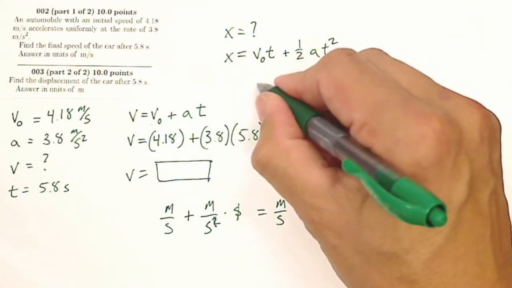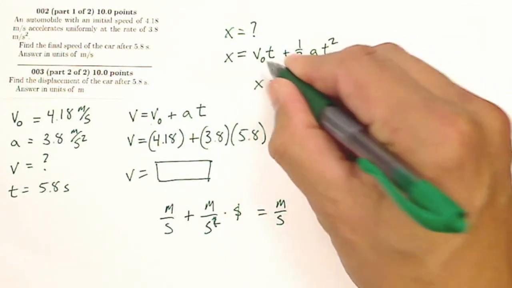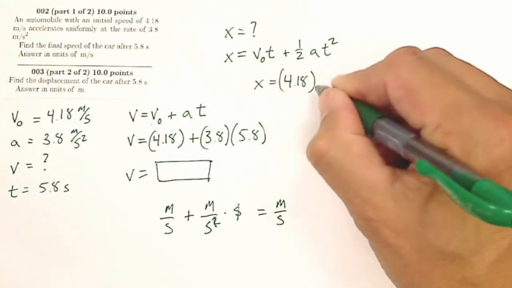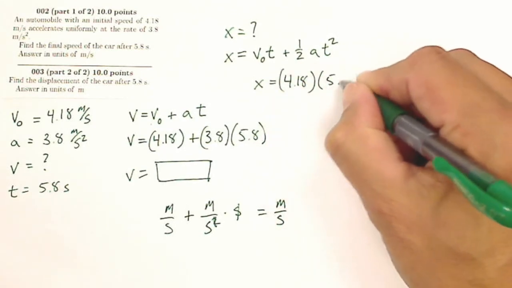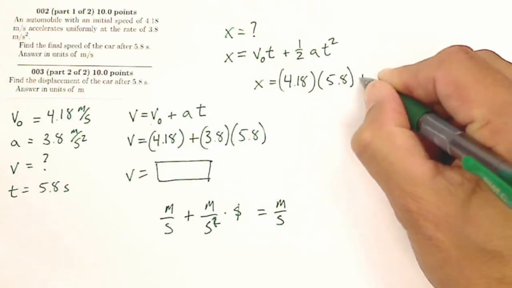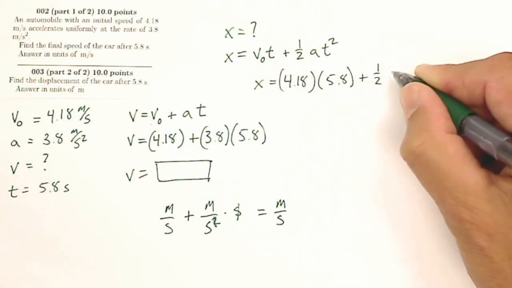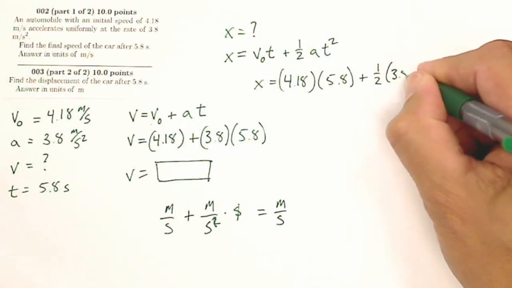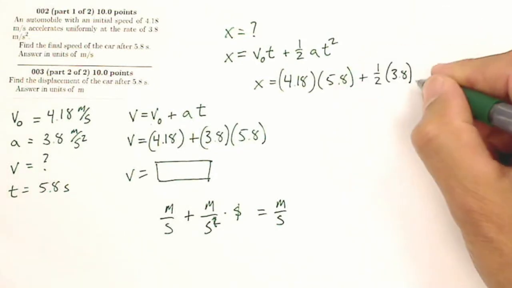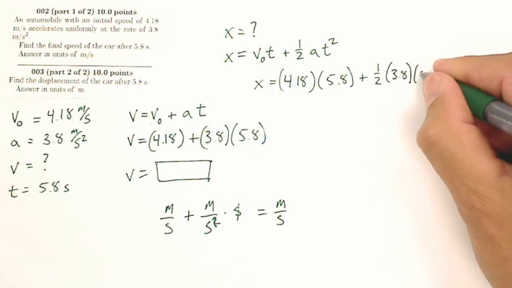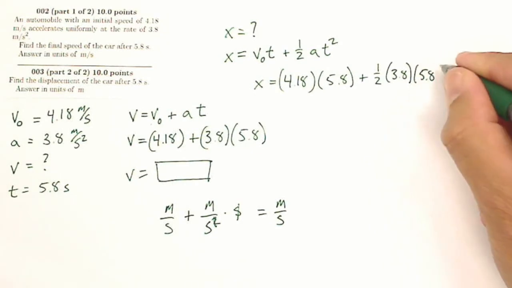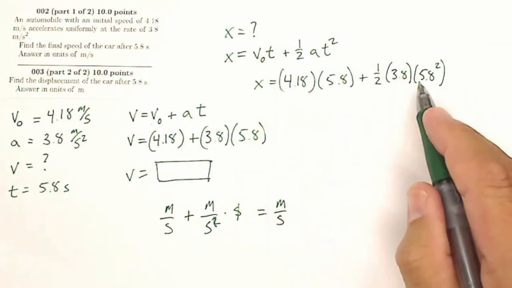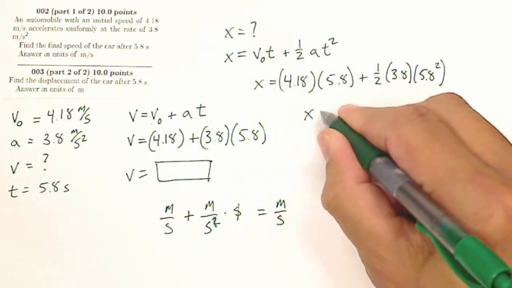So now I can plug in my numbers: my displacement is my initial velocity of 4.18 times my time of 5.8 seconds plus 1/2 of my acceleration, which is 3.8 meters per second squared, times my time squared. So that's going to be times 5.8 squared. When I do the math here, this plus this, that's going to give me my displacement.